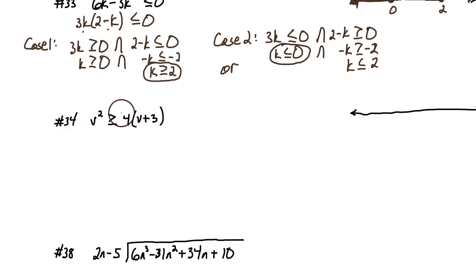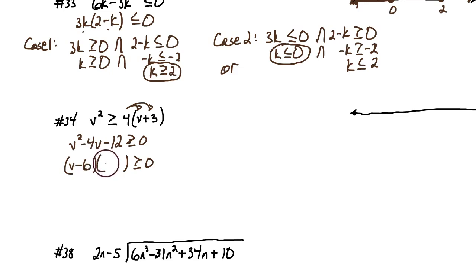Number 34. Let's distribute the 4 to both terms and then subtract them to get a 0 on the right. We get v squared minus 4v minus 12 is greater than or equal to 0. Now factor the trinomial. We can go with v minus 6 times v plus 2.